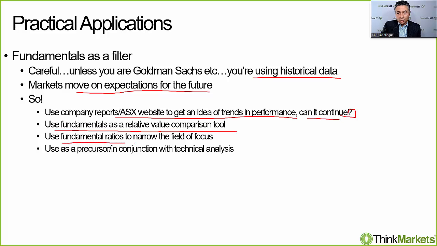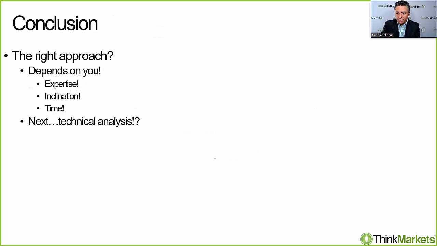Use fundamental ratios to narrow the field of focus. If you can find a group of stocks that PEs have under 10, you can eliminate quickly 2,400 stocks out of the market and just look at 100 stocks potentially. So you're narrowing your field of focus. I find that works the best when you use it in conjunction with technical analysis. And I actually find it works the best the other way around. And that, I think, is a good little segue into the next slide, which is maybe that's the next approach.